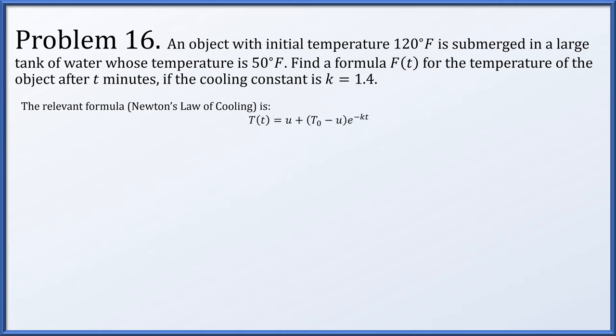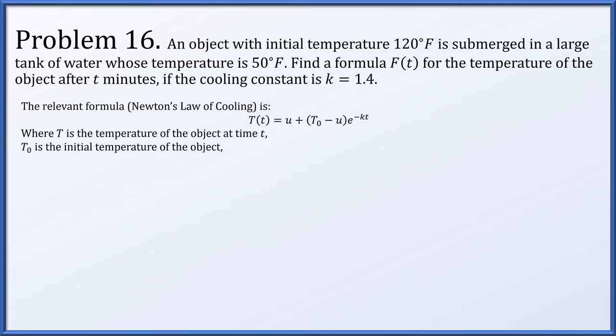The temperature at time t is U plus T naught minus U times e to the minus Kt. Capital T is the temperature of the object. This is the F of t that we're asked for in this problem. Lowercase t is time. T naught is the initial temperature of the object, and U represents the temperature of the surrounding medium, which is assumed to always be constant.